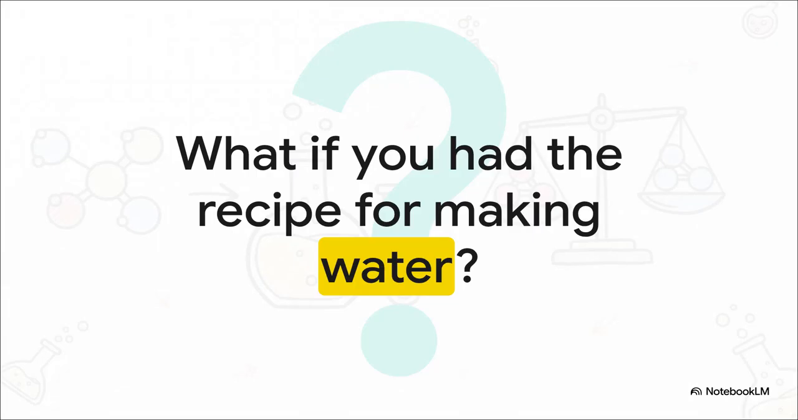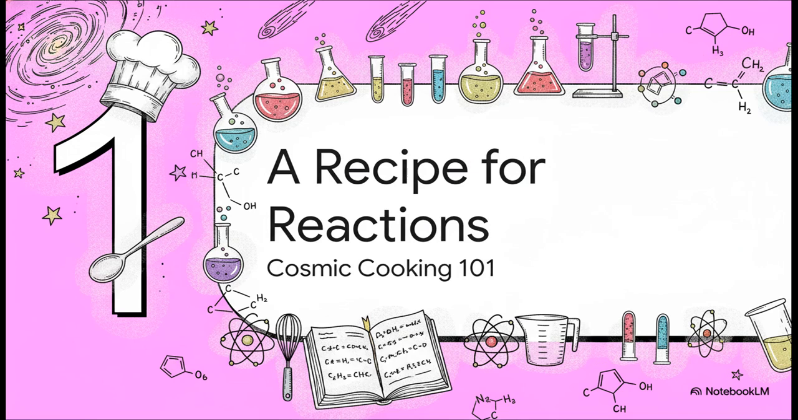I mean, seriously, what if you had the exact recipe for making water? Not just a vague idea, but the precise step-by-step instructions that the cosmos itself uses. Well, that's exactly what a chemical equation is. It's the universe's instruction manual, and we're about to learn how to read it. All right, first up, let's put on our hats as cosmic chefs. In our kitchen, which is the universe, the recipes we're going to be working with are these chemical equations.